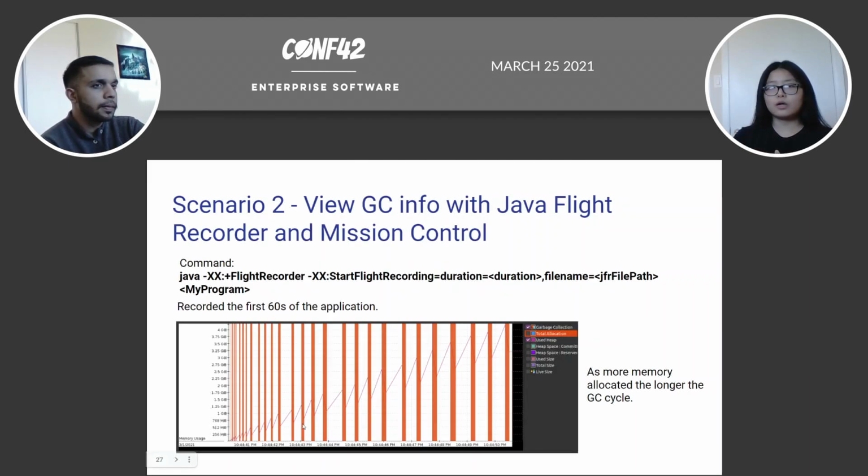We also use Java Flight Recorder and Mission Control to get information about the GC activity. We have recorded the first 60 seconds of the application, and look at this screenshot of the Java Flight Recorder. We can see the memory allocation, which is denoted by the purple lines, and we can see the GC activity, which is denoted by the orange region. By looking at this data, we can see that as more memory is allocated, the longer the GC activity is, but the less frequent it is.